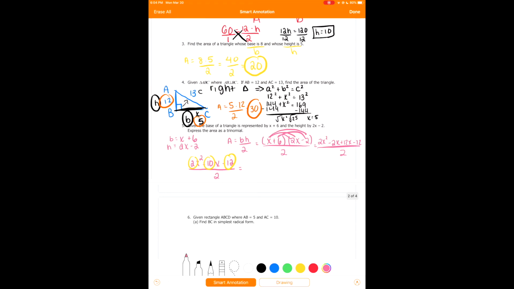So 2x squared divided by 2 is just x squared. Negative 10x divided by 2 is negative 5x. And then negative 12 divided by 2 is negative 6. So my final answer is x squared minus 5x minus 6.